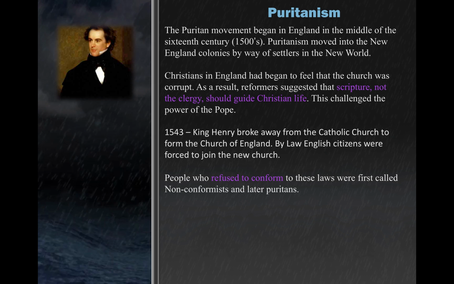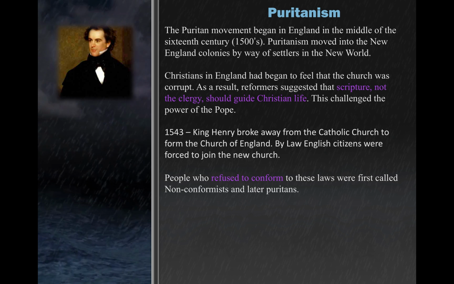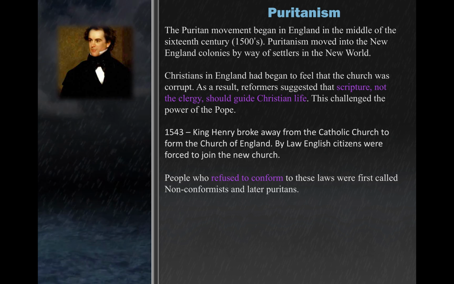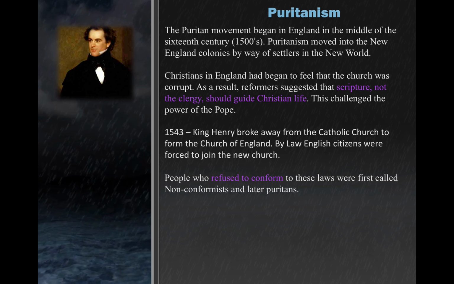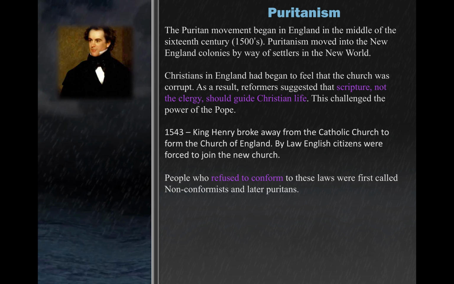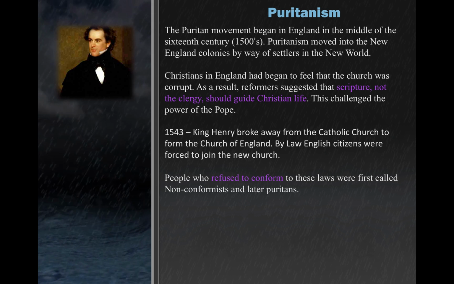King Henry broke away from the Catholic Church in 1543 to form the Church of England, and by law, English citizens were forced to join the new church. People who refused this order to conform to these laws were first called nonconformists and later Puritans.